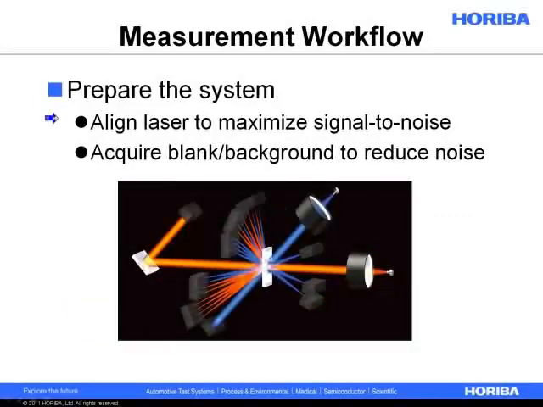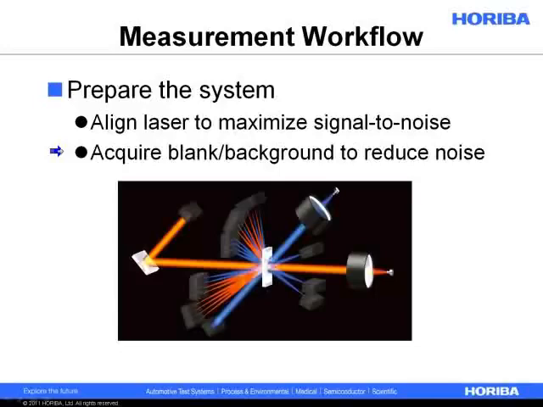Then you need to prepare the system after you've prepared the sample, and what that basically means is you want to align the laser, align the optical system to maximize the signal to noise. You want to give yourself the easiest possible path towards getting a good measurement. And then you'll want to acquire some sort of background reading, and that's just to remove the sort of instrument noise that's in there.